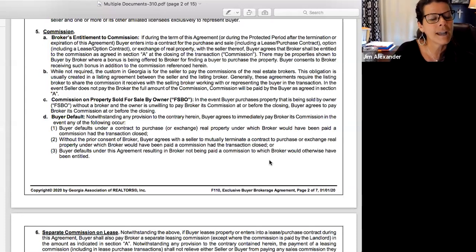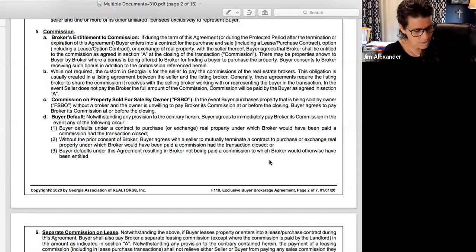And then C, highlight number C, talks about for sale by owners. This just backs up what we've already discussed with them about how to handle for sale by owners. So those are always good, they back up what you've already been telling them.